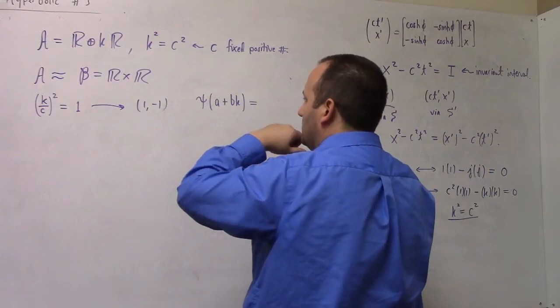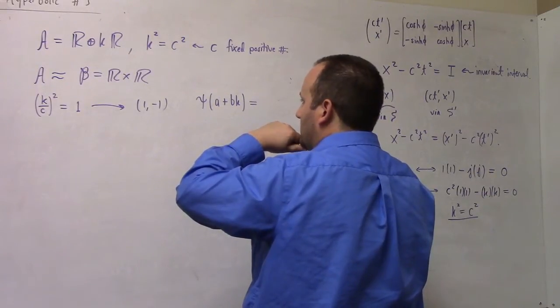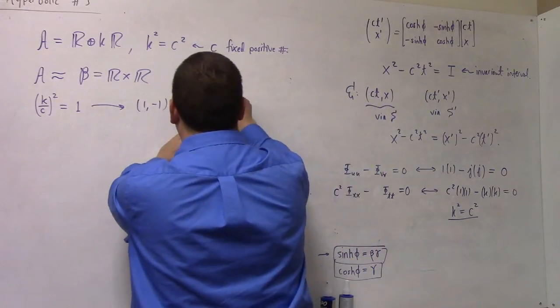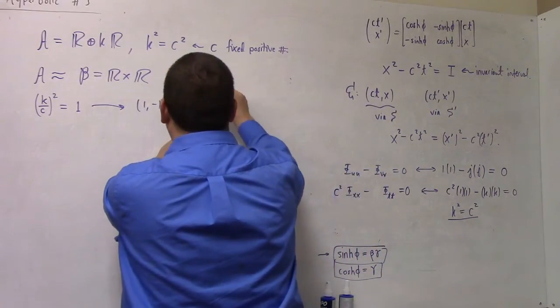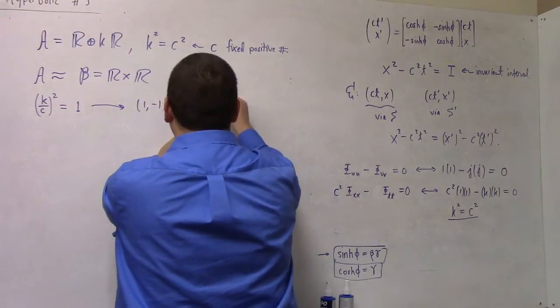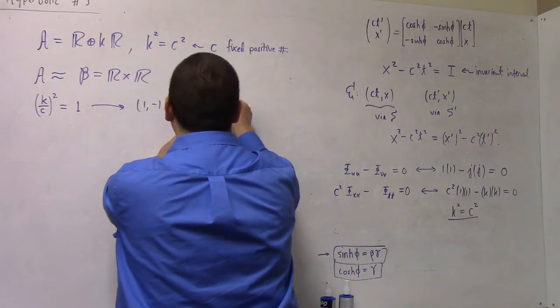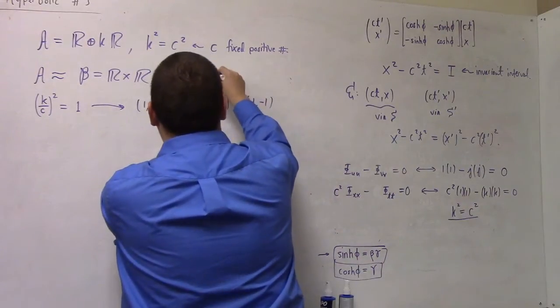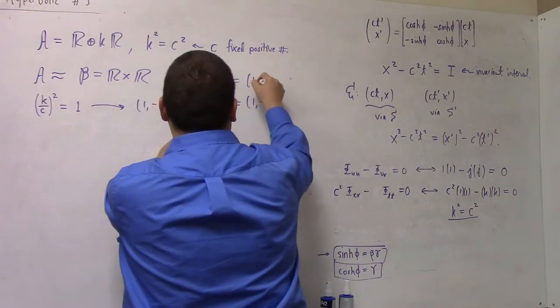Where am I? So A of K, goodness gracious. Psi of K over C should be equal to what? Should be equal to 1, minus 1, right? Psi of 1 should be equal to 1, 1.